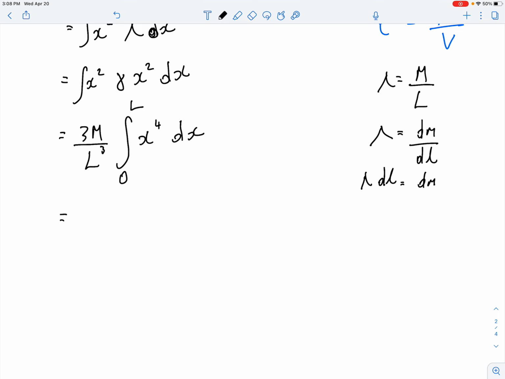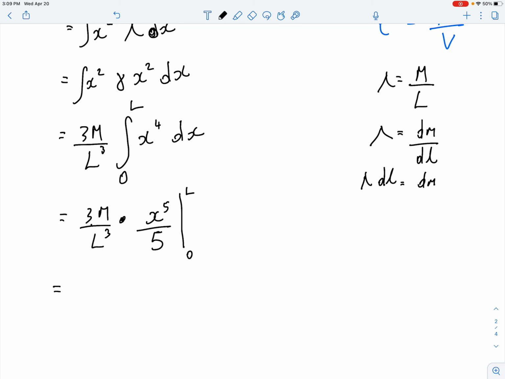So I integrate this bad boy. Hopefully my integration doesn't suck. I think you add 1 to the exponent and divide by it, so it's x to the 5 divided by 5, from 0 to L. I think that's what happens. Don't judge me if I can't integrate. Okay, and then you just plug this stuff in.